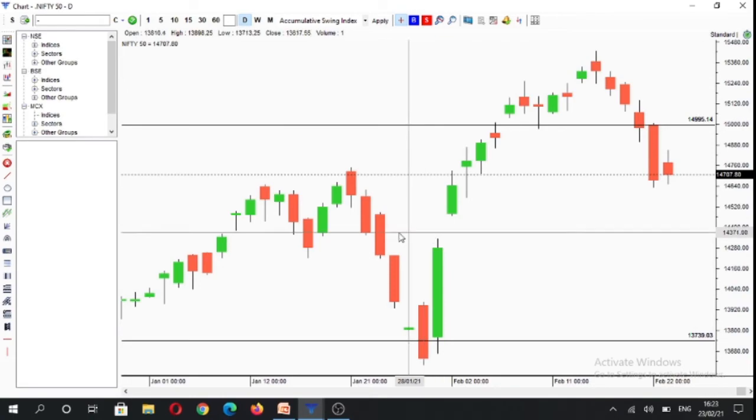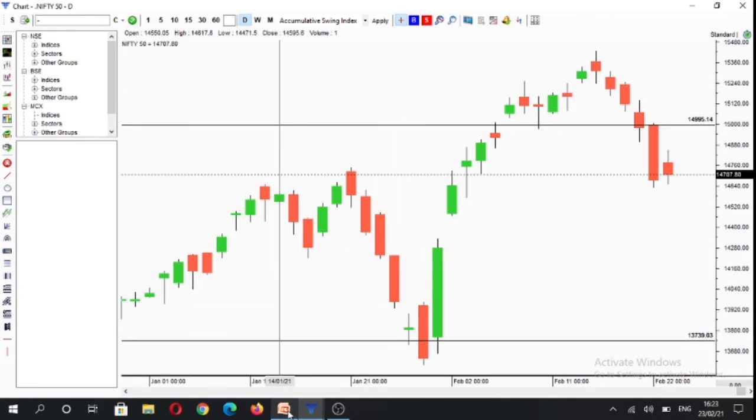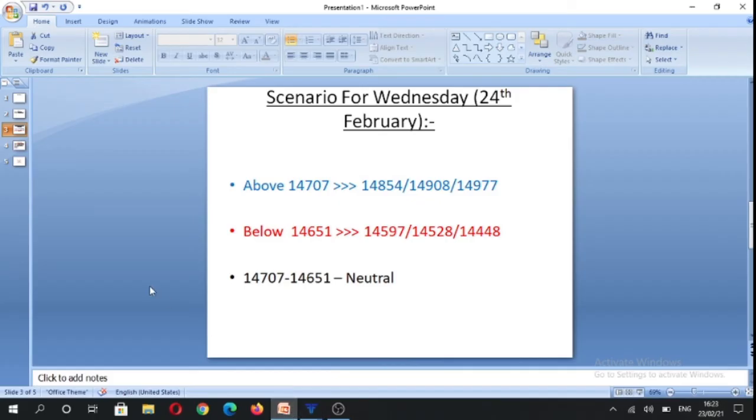So based on the daily time frame, we get the following scenario for tomorrow. Above 14,707 level, we can potentially trade towards 14,854, which is today's highs on the spot. So if we manage to break 14,854 to the upside, in that scenario we can likely test 14,908 levels and potentially 14,977 levels. And if you recall, highest amount of open interest currently in calls lies at 15,000 strike, which is likely to act as a strong resistance.